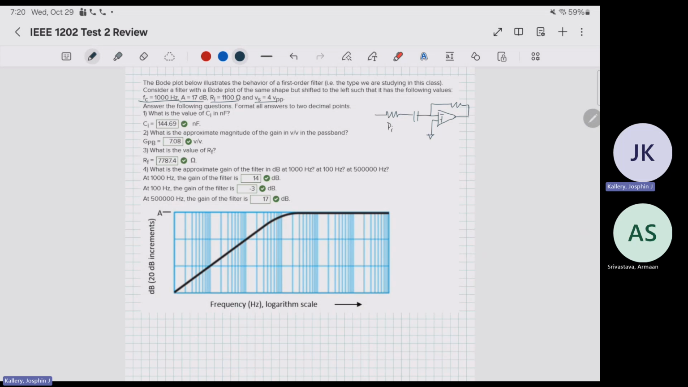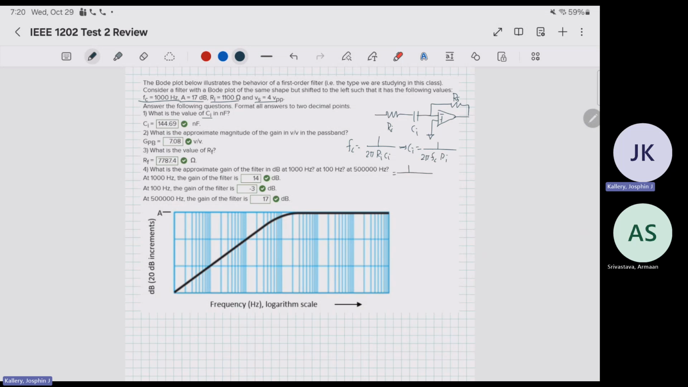Okay, so this is Ri, this is Ci, this is Rf. So what we're asked for is the value of CI in nanofarads. So once again, this goes to the cutoff frequency formula. FC equals 1 over 2 pi RICI. So we know our cutoff frequency, we know our RI value, so we can solve for CI. So if we rearrange, we get that CI equals 1 over 2 pi FC RI.